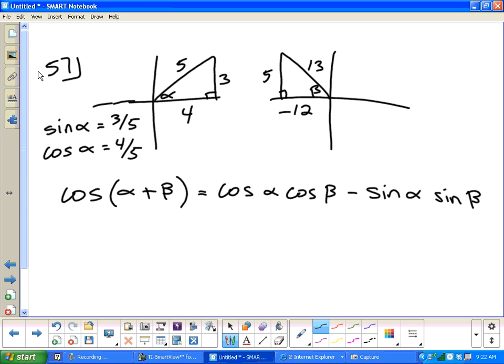So sine is opposite over hypotenuse, cosine is adjacent over hypotenuse. It's really important to be careful, because if you miss one little detail here, you're just going to miss it. It's going to suck to work this whole huge problem and miss it because I missed a negative sign or I didn't write the ratio right. Now, let's do sine of beta and cosine of beta. Sine of beta is 5 over 13. Cosine of beta is negative 12 over 13.